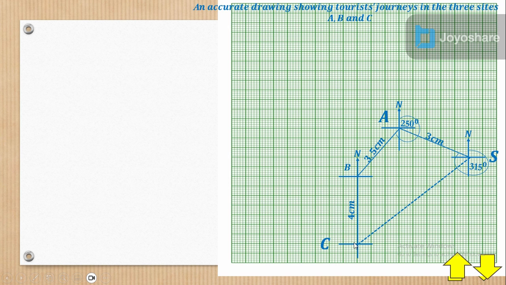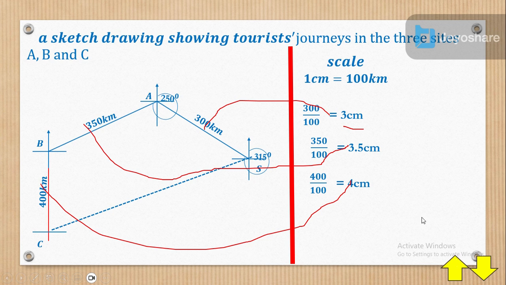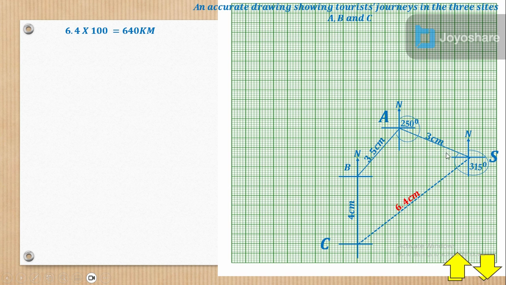So from C to S, that distance, we need it. And when you measure, you get 6.4 centimeters. And we go about converting. Remember, from our scale, we said that 1 centimeter is equal to 100 kilometers. So to convert, we are getting 6.4 centimeters. You multiply by 100 to get the real distance on the actual ground. So it will be 640 kilometers from C to S. That is it.